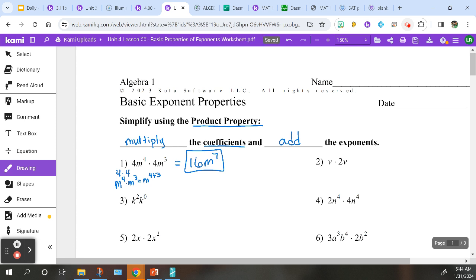Now, number 2 brings up a unique thing with our v's. When it's just the v, like this, we need to remember that it has an exponent. We just don't write it. It is v to the first power. So both those v's are v to the first power. The only coefficient we have is a 2. So I have a coefficient of 2, and with my v's, I'm going to add the exponents. 1 plus 1 is 2. So that would be 2v squared.